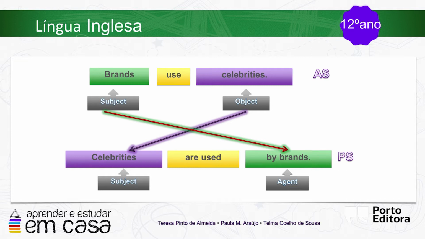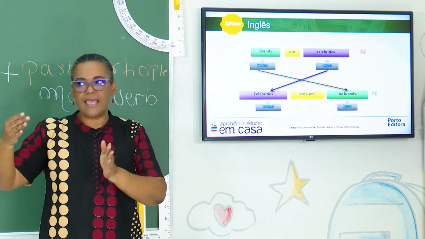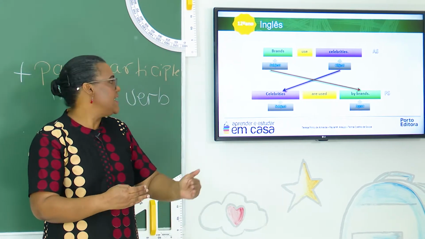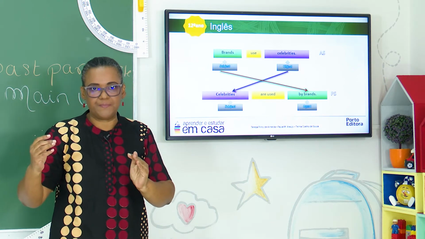So the sentence in active voice goes: brands use celebrities. And in passive voice, we have: celebrities are used. So we have the verb to be in simple present plus the verb use in past participle. So: celebrities are used by brands. So by brands is the agent of the passive.